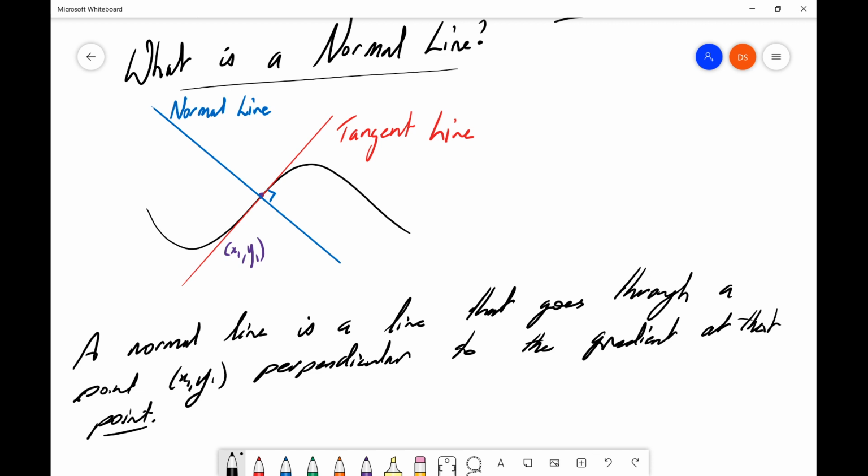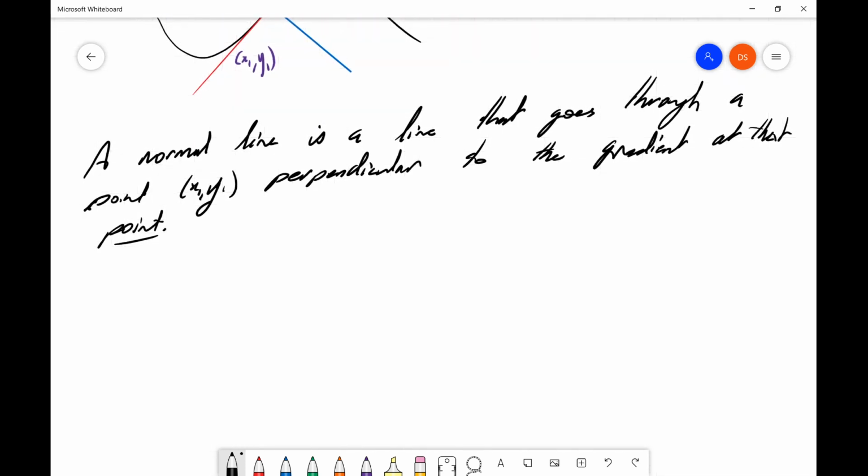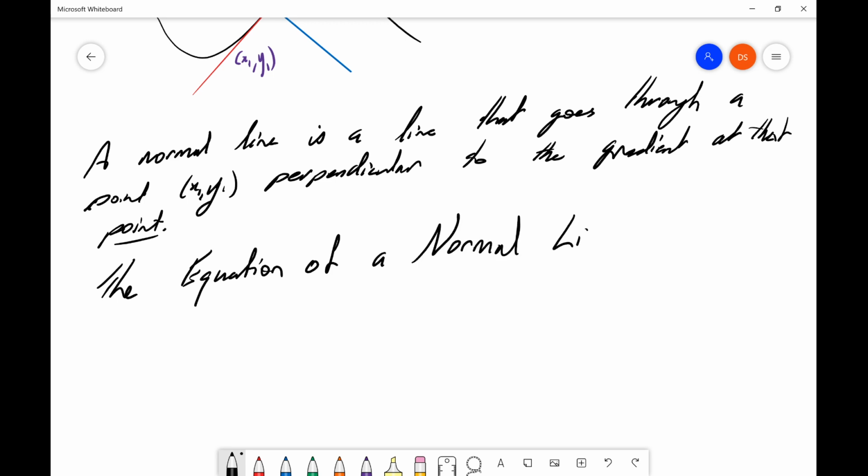How do we find the gradient? Well, before we do, let's write out the definition of the line. So, the equation of a normal line. I should really try a little harder for the E. Okay, the equation of a normal line.